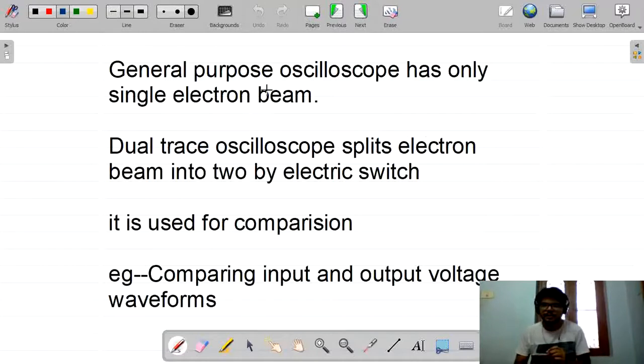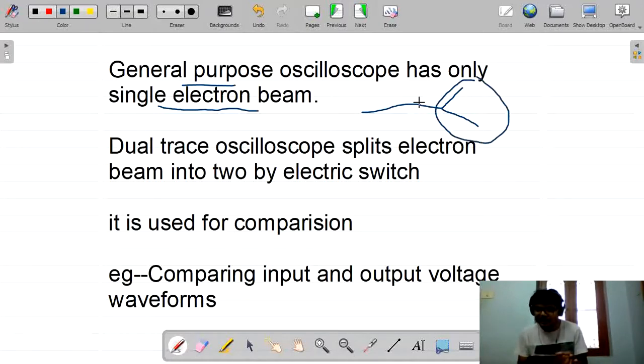Now, for a general purpose oscilloscope, we have only a single electron beam, and the single electron beam is given directly to the vertical amplifier. But in the dual trace oscilloscope we have a single electron beam, but this electron beam is split into two different paths, so it is called a dual trace. It has a single beam, but the traces are split, so it is called a dual trace oscilloscope.